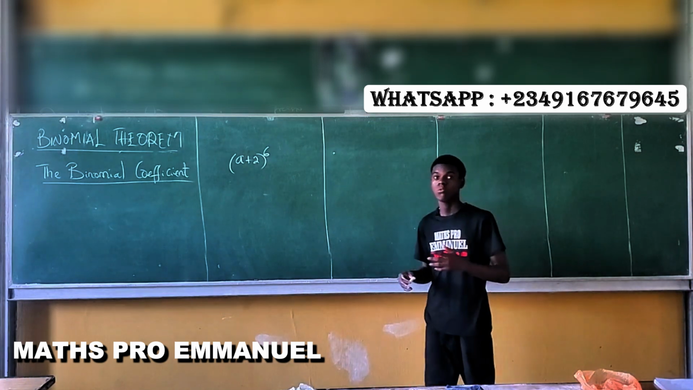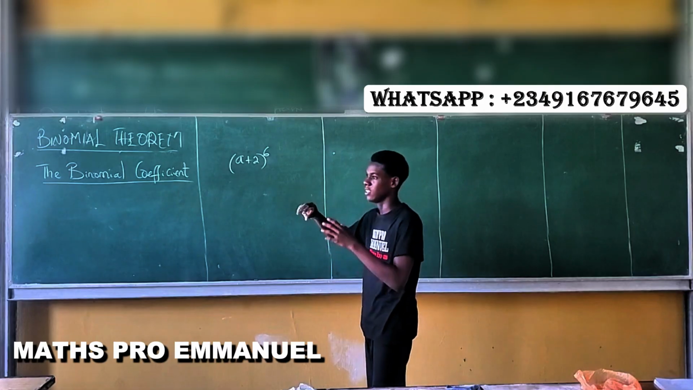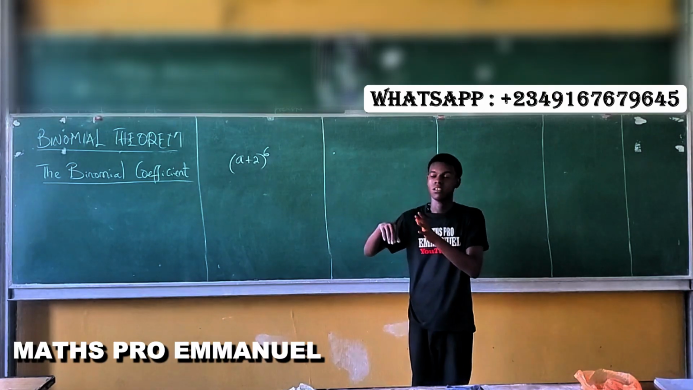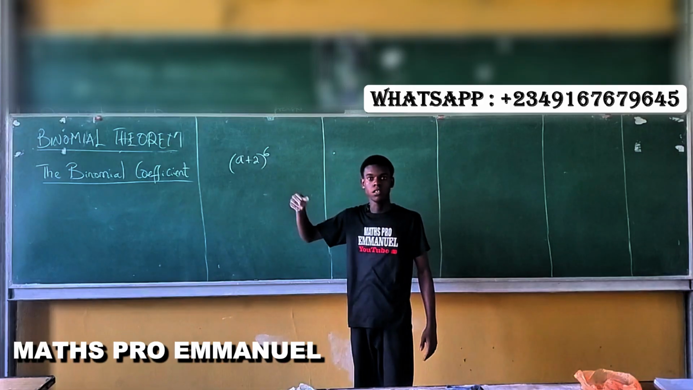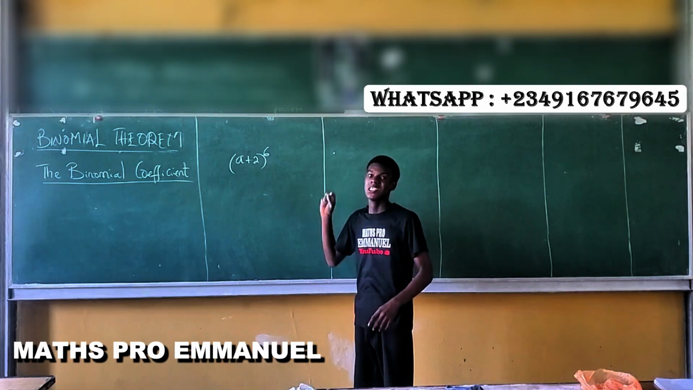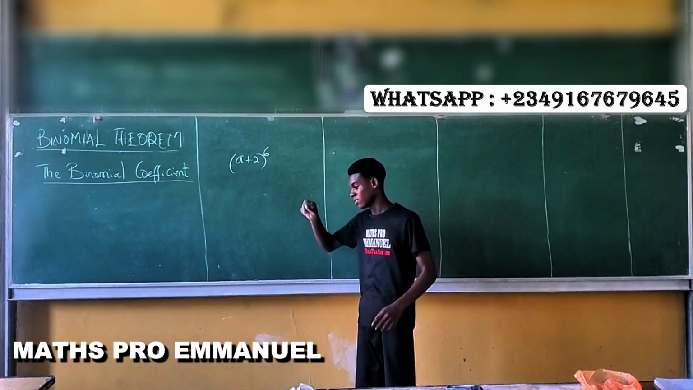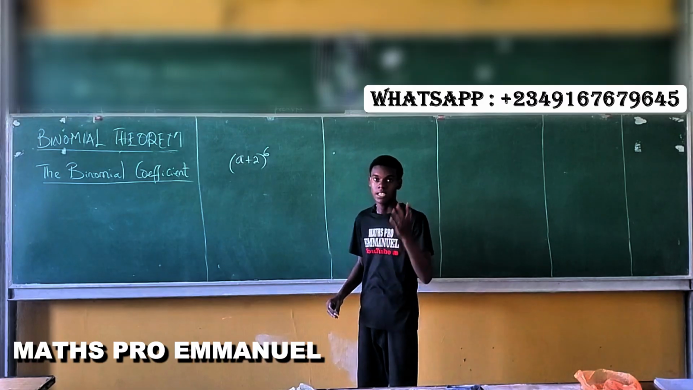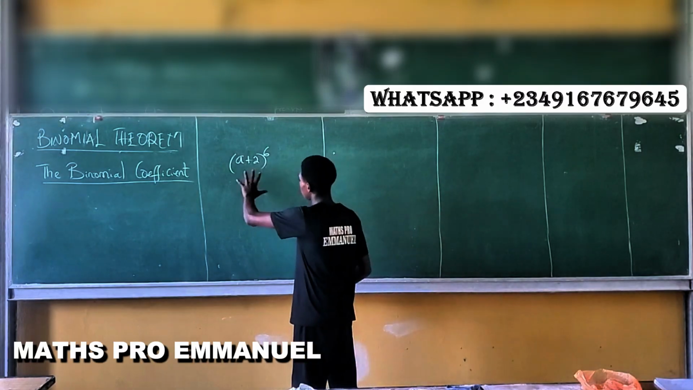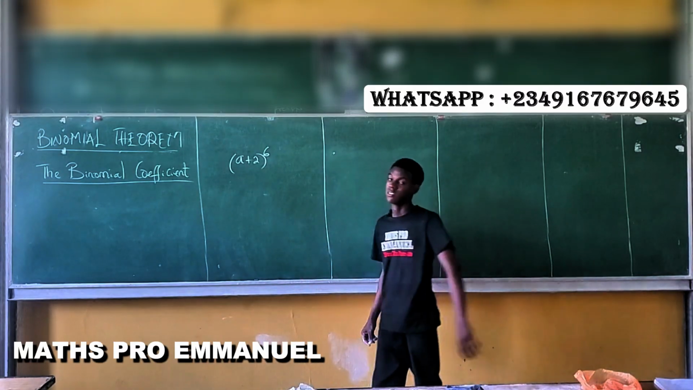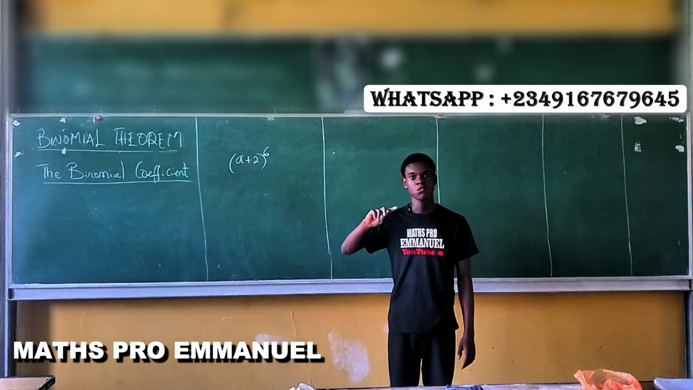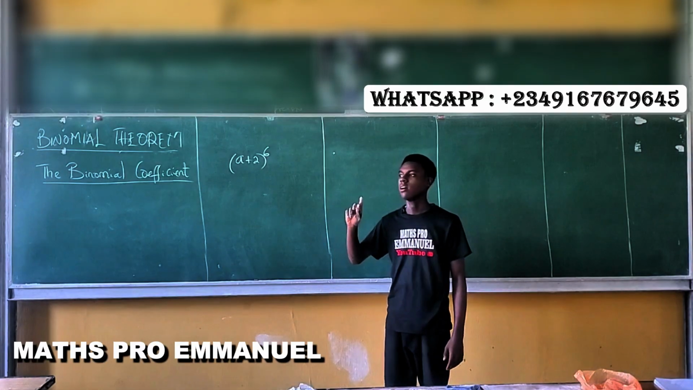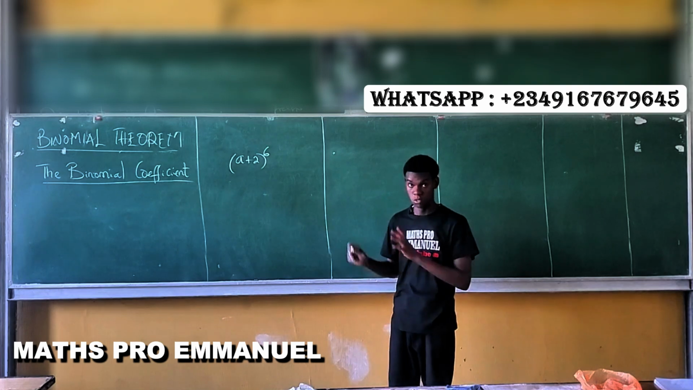Now you don't need to be expanding this and then, when you get to that term, see the x raised to the power of 3 and say, okay, this is the coefficient. You are wasting time. There's a way you can just solve and get the coefficient very fast. And this one will be driving us back to combination. So you see it now.